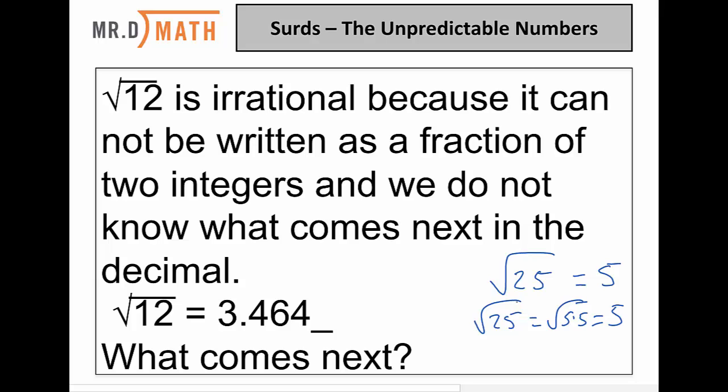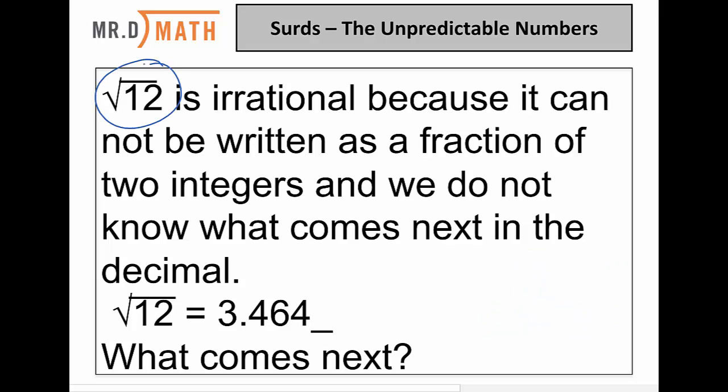But if you think about 25 like a perfect square, the square root of 25 equals 5 because 5 times 5 is equal to 25. So we say the square root of 25 is 5. But the square root of 12, well, there's no number times itself that makes 12, so it's irrational. We can't write it as a fraction of two integers, and we don't know what's coming next in the decimal. Check it out. What comes after the 4?